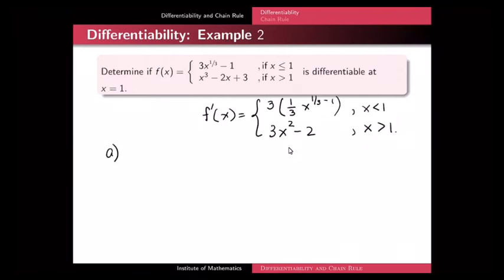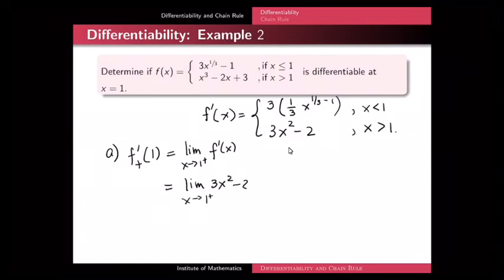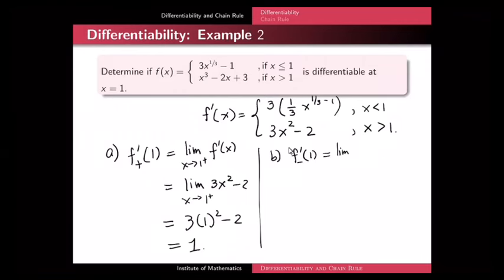Okay, so let's compute for the right derivative. So we have f prime of 1 from the right, so this is just equal to the limit of f prime as x approaches 1 from the right, and this is equal to the limit of, okay, so we'll be using this one, okay? So that is the limit of 3x squared minus 2 as x approaches 1 from the right. And this is precisely equal to 3 times 1 squared minus 2, or this is equal to 1, okay? So for the next one, we compute for the left derivative, and that is f prime of 1 from the left, and this is equal to the limit of f prime as x approaches 1 from the left.